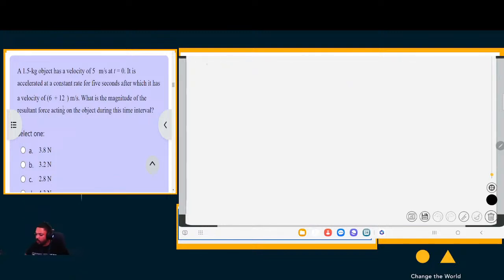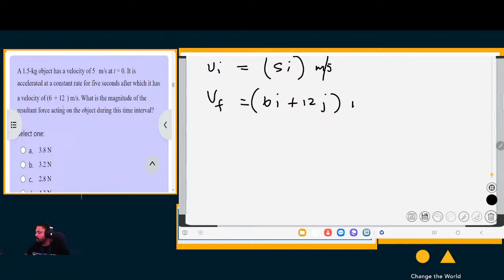So let me write all of it down. Our initial velocity is equal to 5I hat meters per second. And then our final velocity is equal to 6I hat plus 12J hat, and that is of course in meters per second. And we have a time of 5 seconds. So that's the time, 5 seconds.